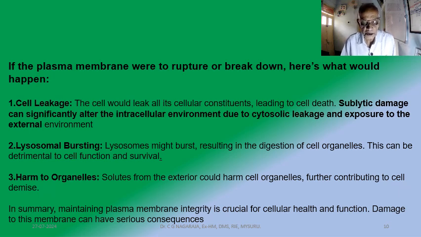This is a very interesting question raised in your textbook. What happens if the plasma membrane breaks down? The plasma membrane is the outermost cover of an animal cell or even a plant cell. If the plasma membrane breaks, what happens? The simple answer is, when a balloon is punctured, what happens? Air leaks. Similarly, when the plasma membrane breaks, all the contents present in the cell start leaking.